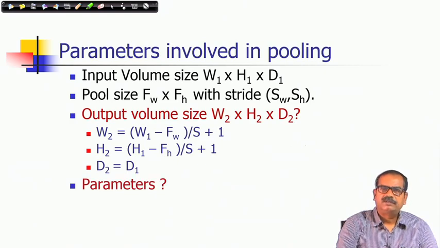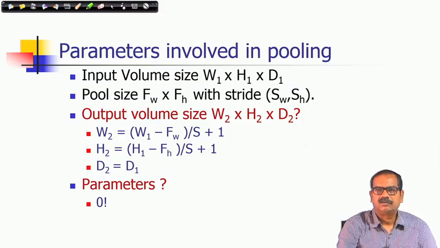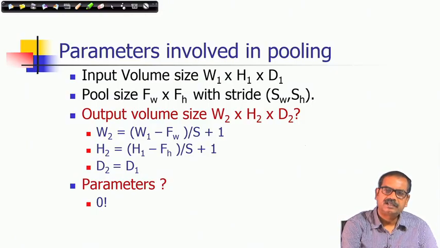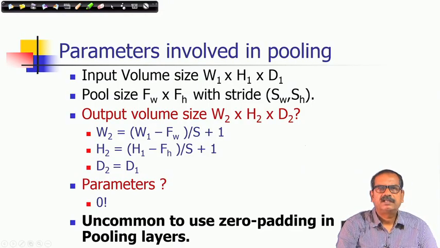What about the number of parameters? As you can see, there was no weight, no bias, nothing. Without specifying anything, you can perform this computation. So, actually there is no parameter involved in this operation. It is just the computation that provides you the output, it does not depend upon any parameter, and it is very uncommon to use zero padding in a pooling layer.